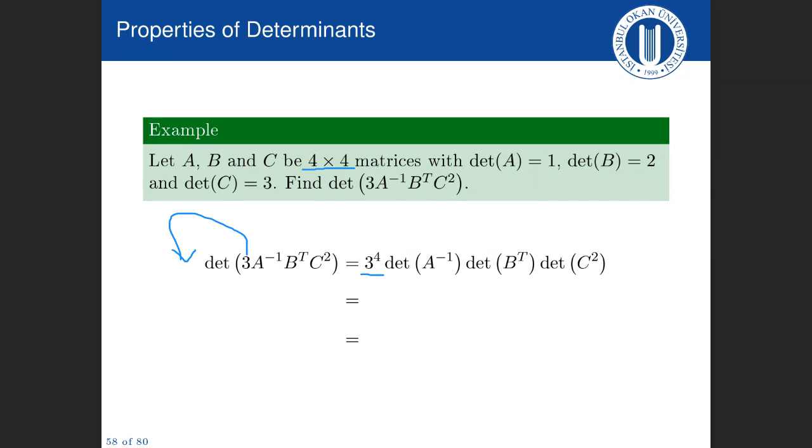And then we can split it up to the determinant of A inverse, determinant of B transpose, determinant of C squared. What is the determinant of A inverse? That's just 1 divided by the determinant of A. What is the determinant of B transpose? We talked about that earlier. That's exactly the same as the determinant of B. Taking a transpose does not change the determinant. And the determinant of C squared is the same as the determinant of C all squared. And that's most of the work done. Just put in the numbers 1, 2, and 3 and calculate the answer. I'm not going to finish this.